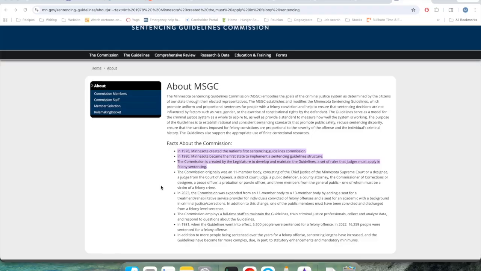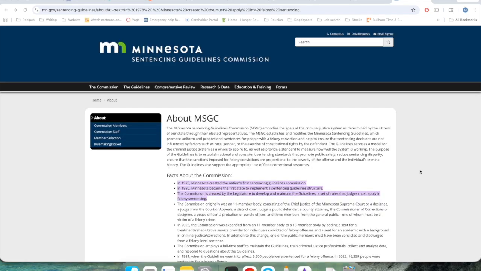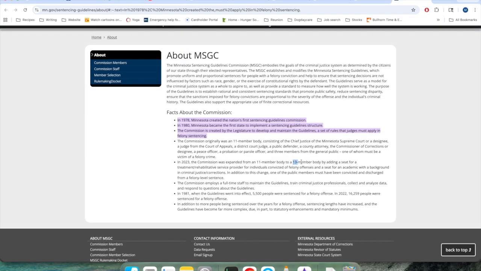What is kind of an interesting piece of history is that Minnesota was the first state to implement a sentencing guideline structure. The guidelines are determined by the Minnesota Sentencing Guidelines Commission. The commission is now a 13-member body that is made up of the Chief Justice of the Minnesota Supreme Court, or a designee, a judge from the Court of Appeals, a district court judge, a public defender, a county attorney, the Commissioner of Corrections or designee, a peace officer, a probation or parole officer, and 3 members from the general public, one of whom must be a victim of a felony crime.